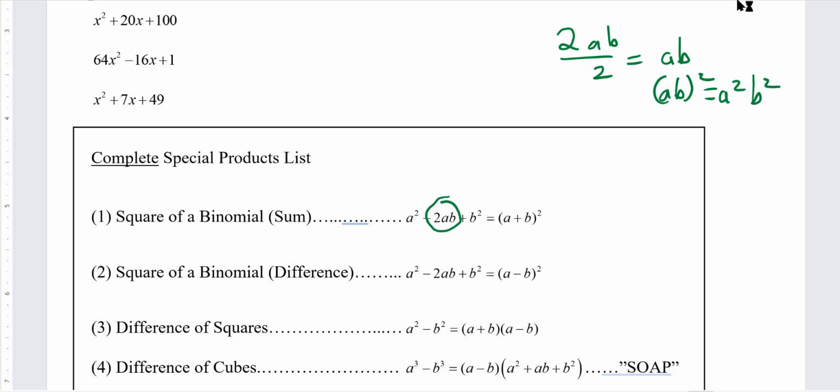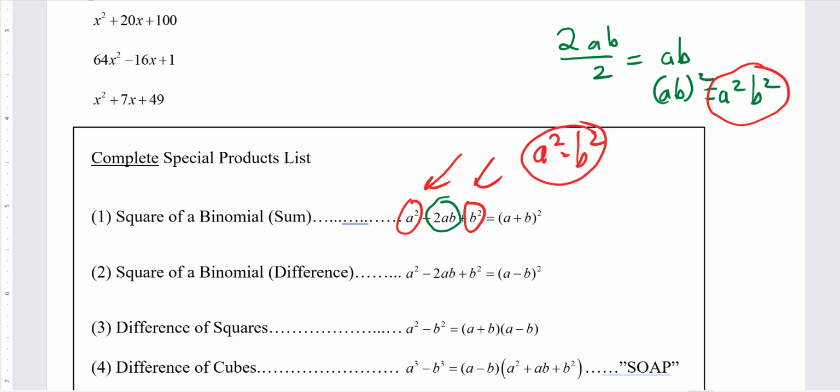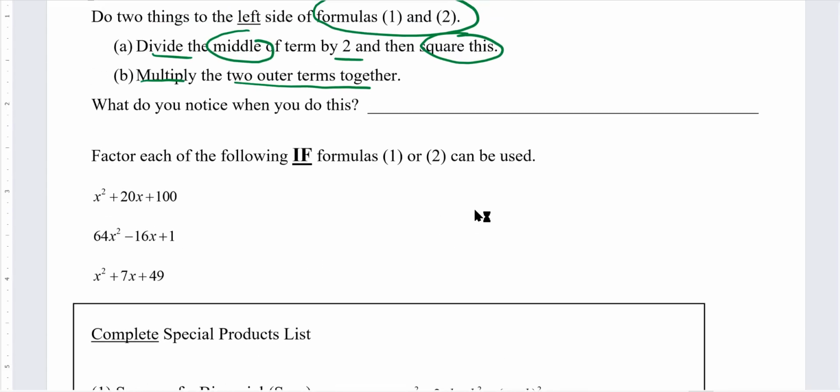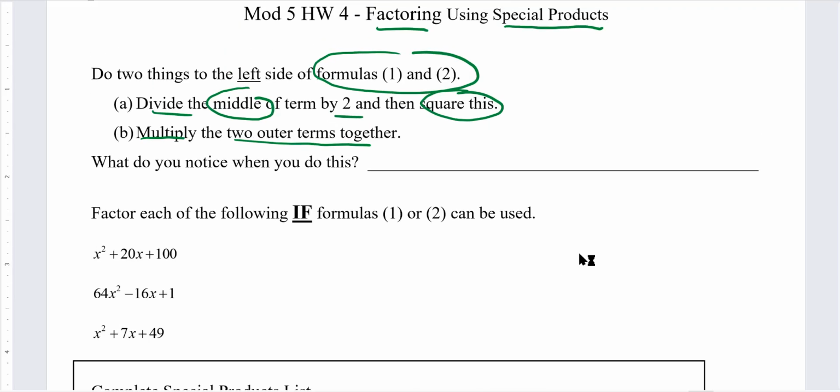Now, the other thing it said to do was take the two outer terms and multiply them together. Notice we get the same thing. So if you try that on formula 2, you'll see you get the same thing. Not the other formulas, but formulas 1 and 2, that will always happen. So what do you notice when you do this? You get the same thing.